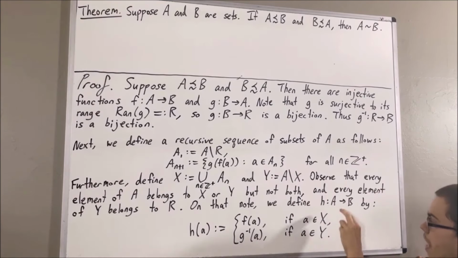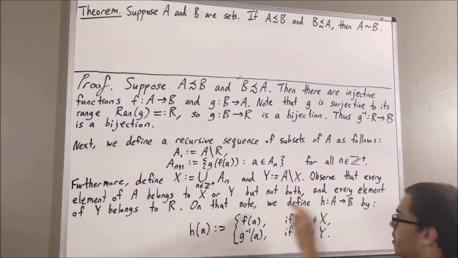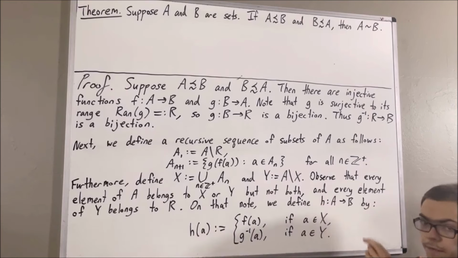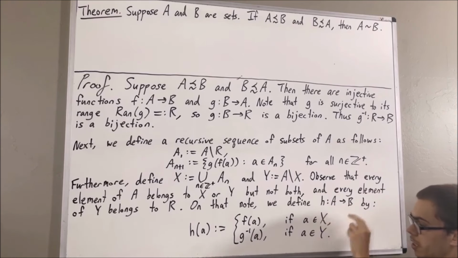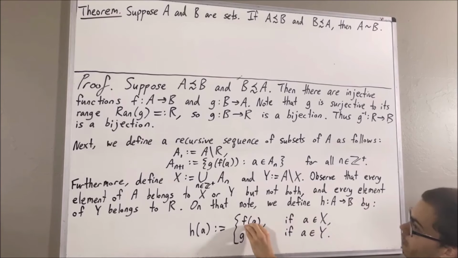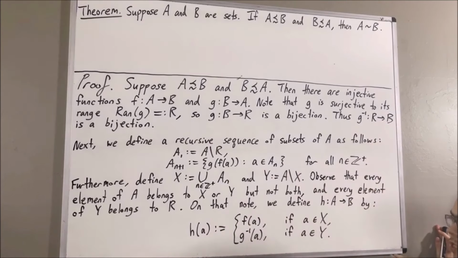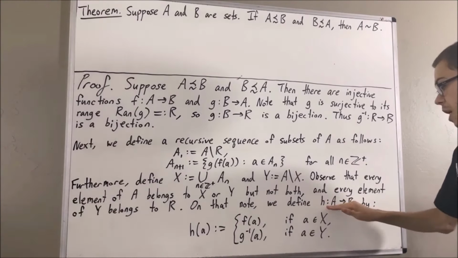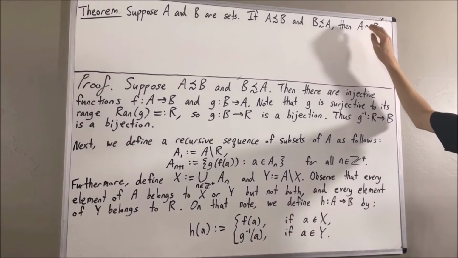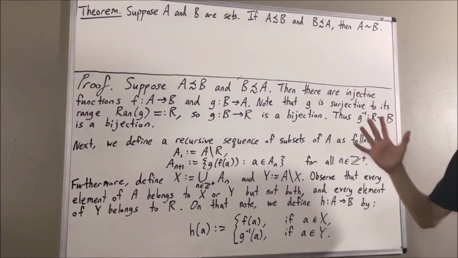So what this tells us is that every element of A can be assigned to a unique H of a. So yeah, H is definitely a function with domain A. The reason why we know H is a function from A to B is because no matter which output we get, well, F of a is an element of B, and G inverse of a is an element of B. So yes, H is a function from A to B. And our claim is that H is a bijection from A to B. If we can show that H is a bijection from A to B, we will have shown that there exists a bijection from A to B, and the proof will be complete. So that's what we're gonna do next.